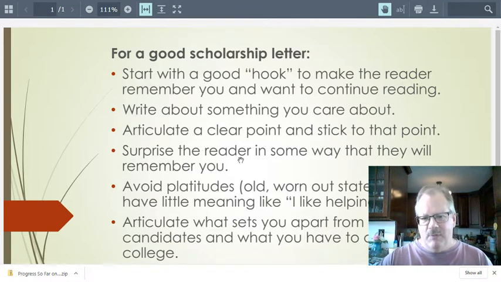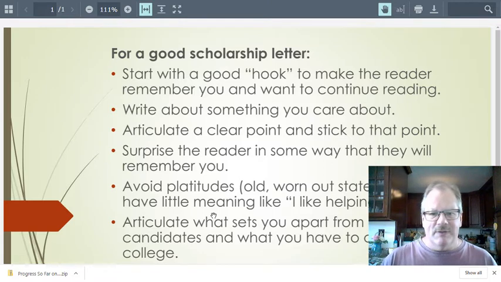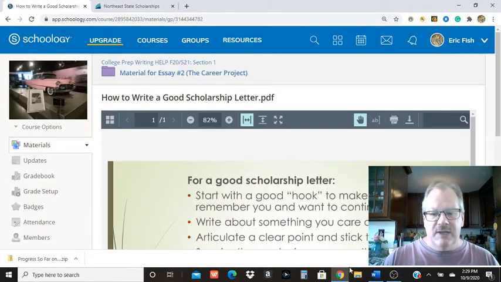But the rest is hopefully fairly obvious. Stick to a clear point, keep it concise, write about something you care about. But avoid platitudes is a good one. And I can't tell you how many nursing essays say, I want to be a nurse because I want to help people. That's nice, but can you maybe be more precise about that? And like it says down here at the bottom, what sets you apart from other candidates? What do you have to offer the college? The college already knows you want their money. So what do you have to offer the college back, so to speak? But that's what you're looking to do.